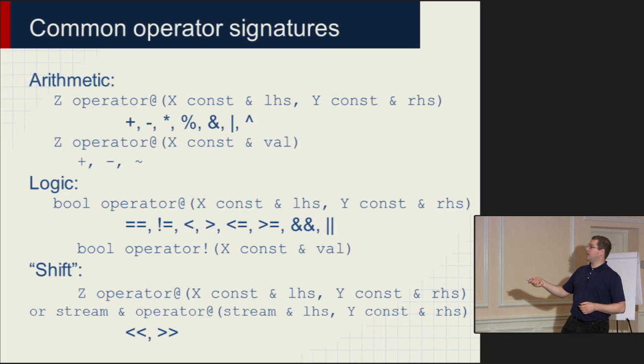Other operators are the arithmetic operators, and so these have this sort of signature. So addition, subtraction, multiplication, some of the bitwise operators. There's also unary operators for negation and bitwise negation. Logical operators, you can redefine equality, less than, greater than, etc.